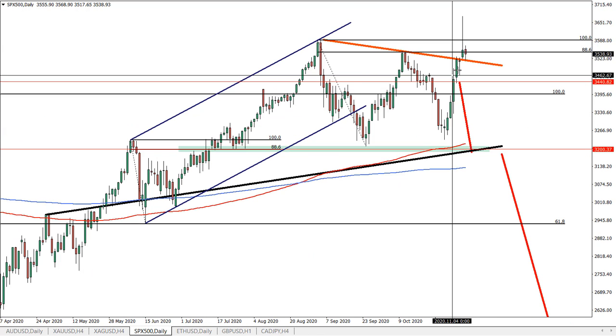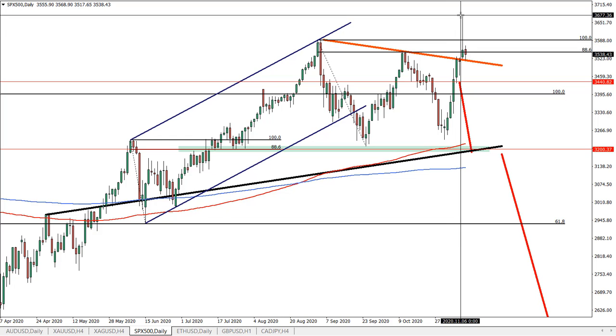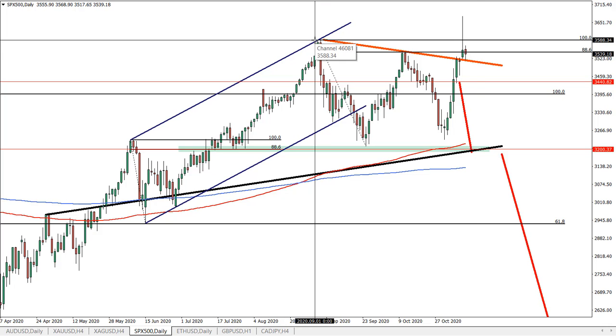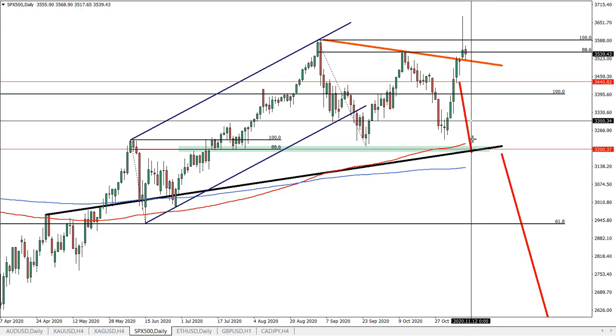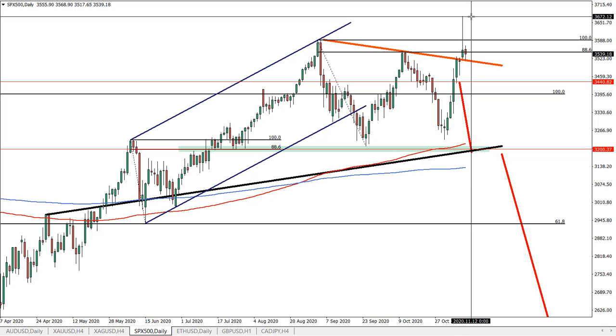S&P 500 price spiked quite a lot to the upside, reaching $3,674, and it was a huge spike, and then price corrected down strongly. So we can see that it failed to break the previously made high. This might either result in the downside move or consolidation, because as long as there is no daily close above this high, S&P 500 will struggle to go higher.